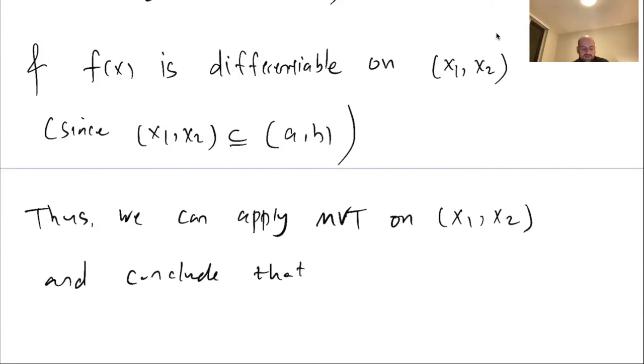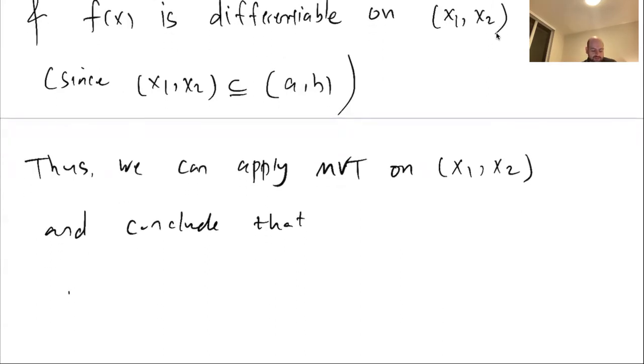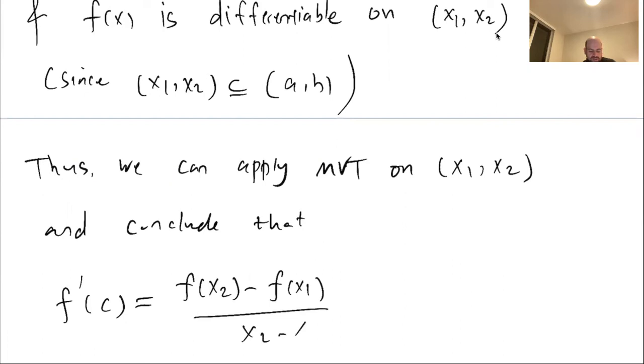If we apply MVT on x1 and x2, what was the statement of MVT? It says that f of the endpoint minus f of the starting point, divided by b minus a, in this case x2 minus x1, equals f prime of c for some c on the interval. So I conclude that f prime of c equals f of x2 minus f of x1 divided by x2 minus x1, for some c between x1 and x2.